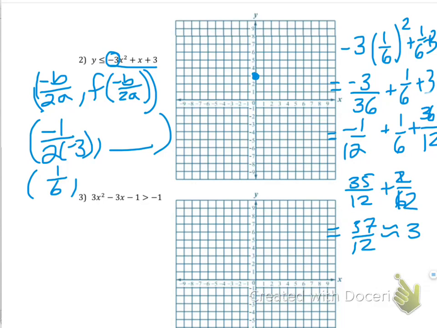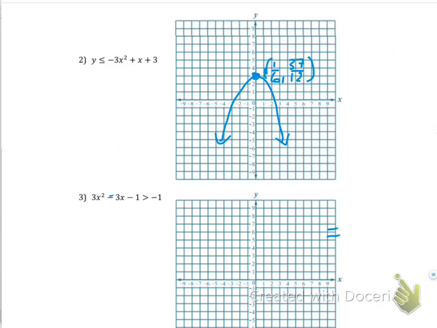So really what we want is to know about where that vertex is. So it's about 3 1/6, comma 3. Okay, so that y-intercept is really close to our vertex. And then it's concave down, so I'm just going to do a little line here, make my sketch of my parabola. And I want to check my sign, right?